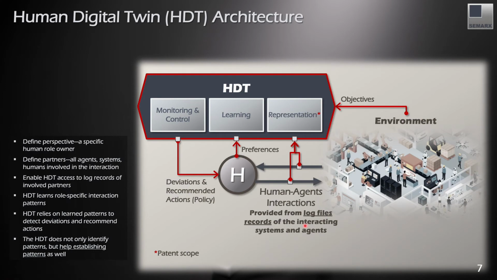How does the digital twin do that? A digital twin has three major components: representation, learning, and monitoring. The representation is just what we just talked about. So if this is the person, these are the communication channels with their environments, and in these modern environments, even today, all of these interactions leave a digital trace.